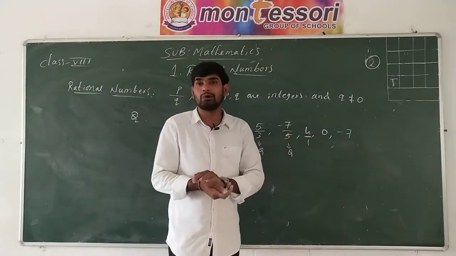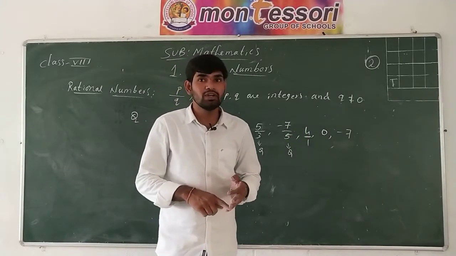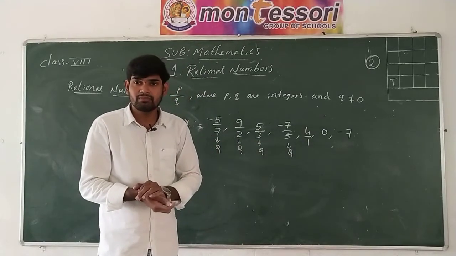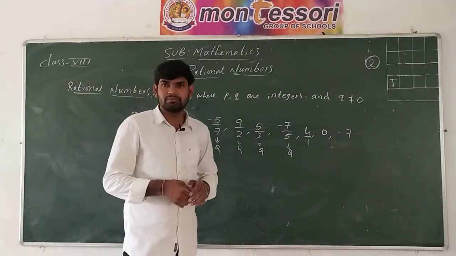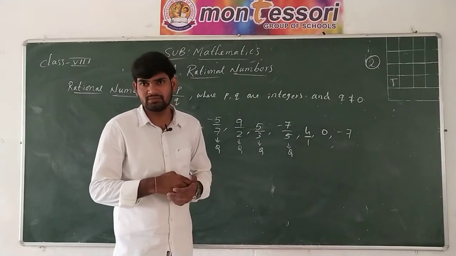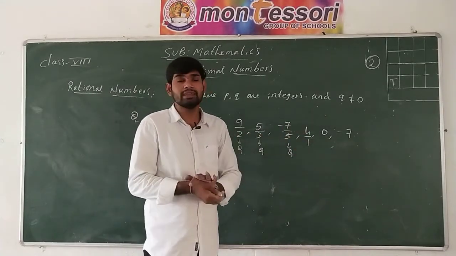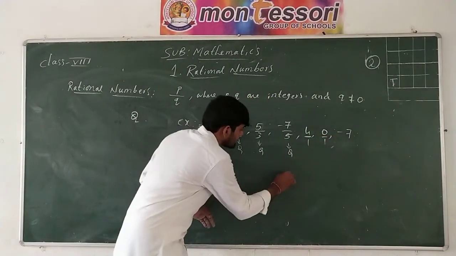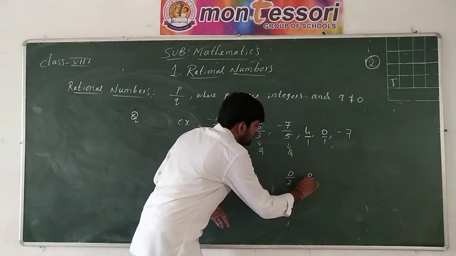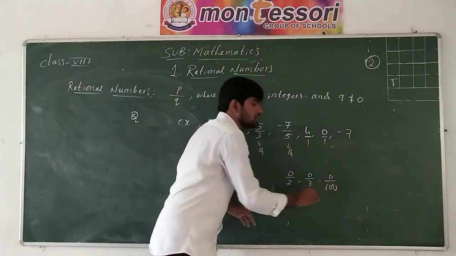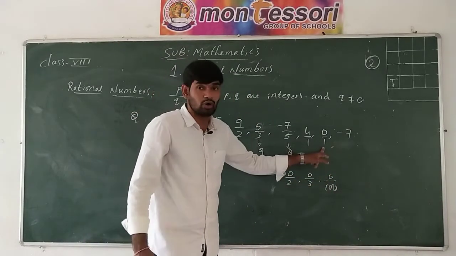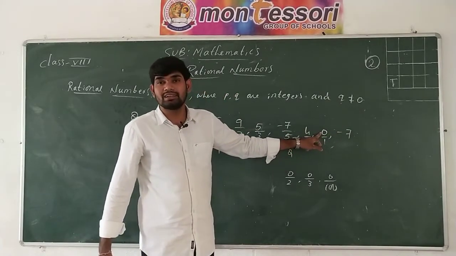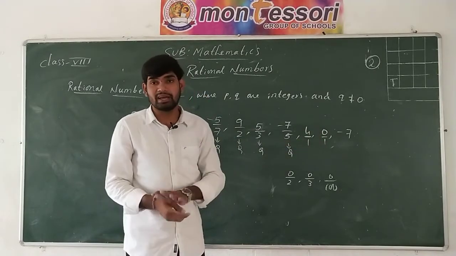Then what about 0? You know very well, 0 is an integer as well as a whole number. Can I say 0 is a rational number? I will say that 0 is also a rational number. Why? Because we can write it as 0 by 1. Not only 0 by 1, we can write 0 by 2 or 0 by 3 or 0 by 100. Whatever number you want, you can write in the denominator, but not 0, because the condition is given: not equal to 0. So 0 is also a rational number, because we can write it in the form of p by q.